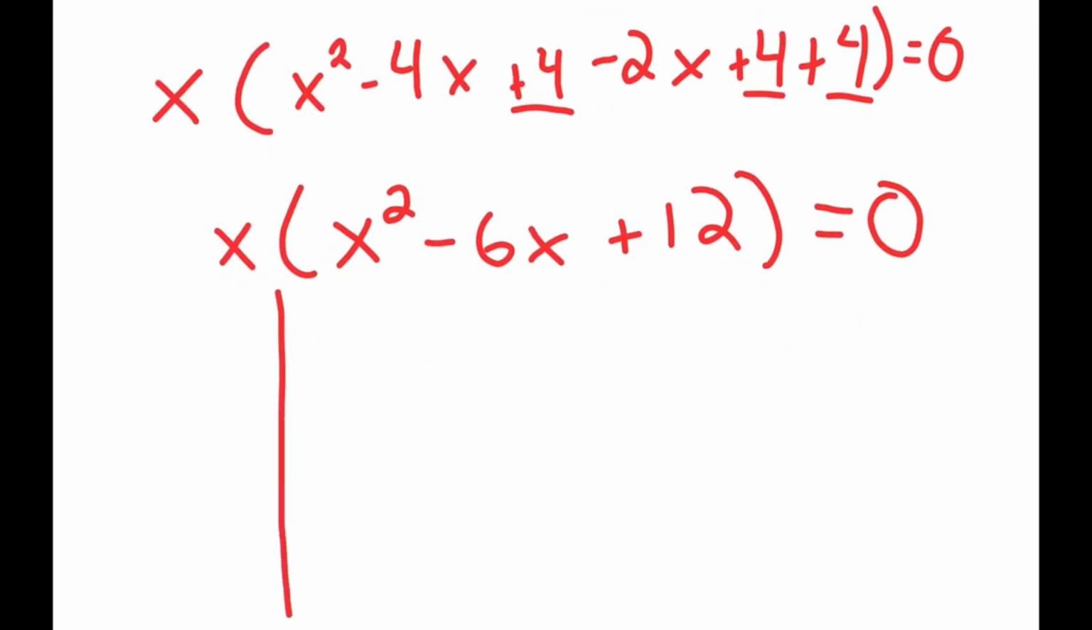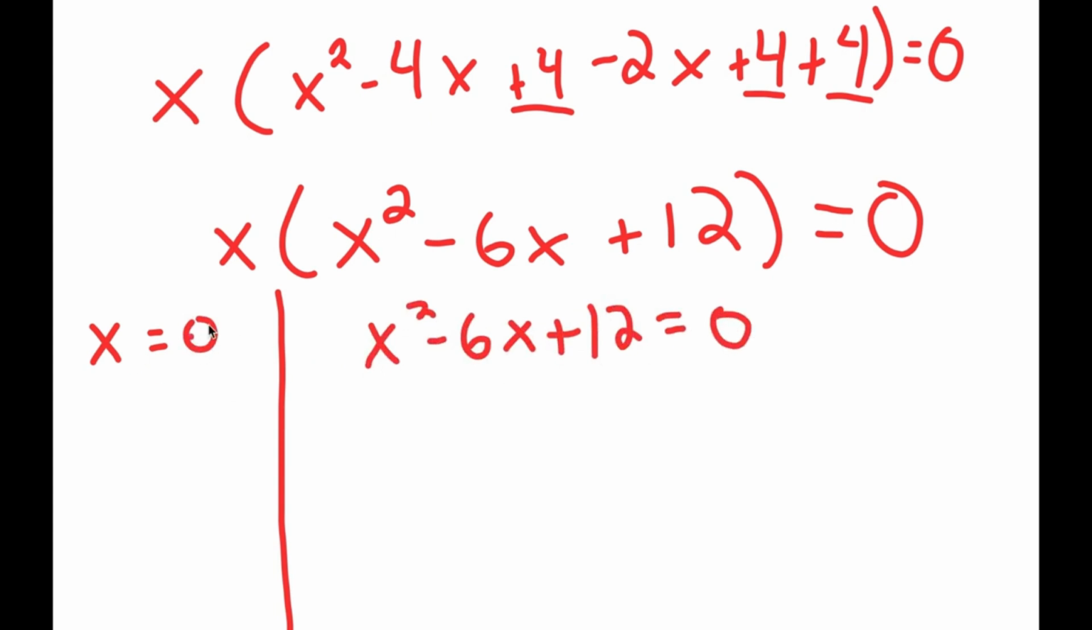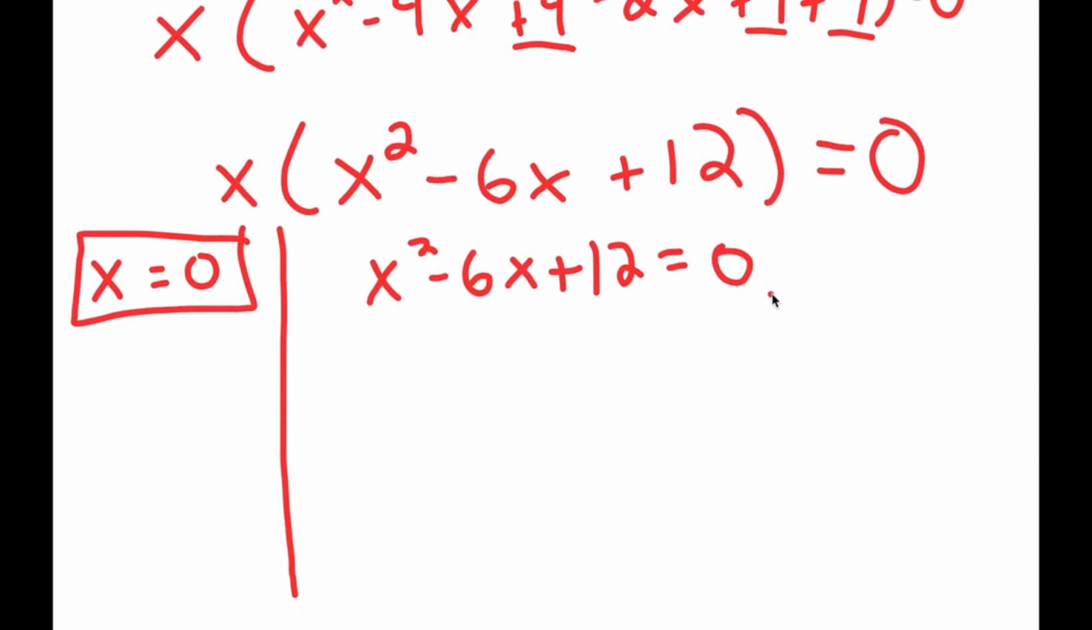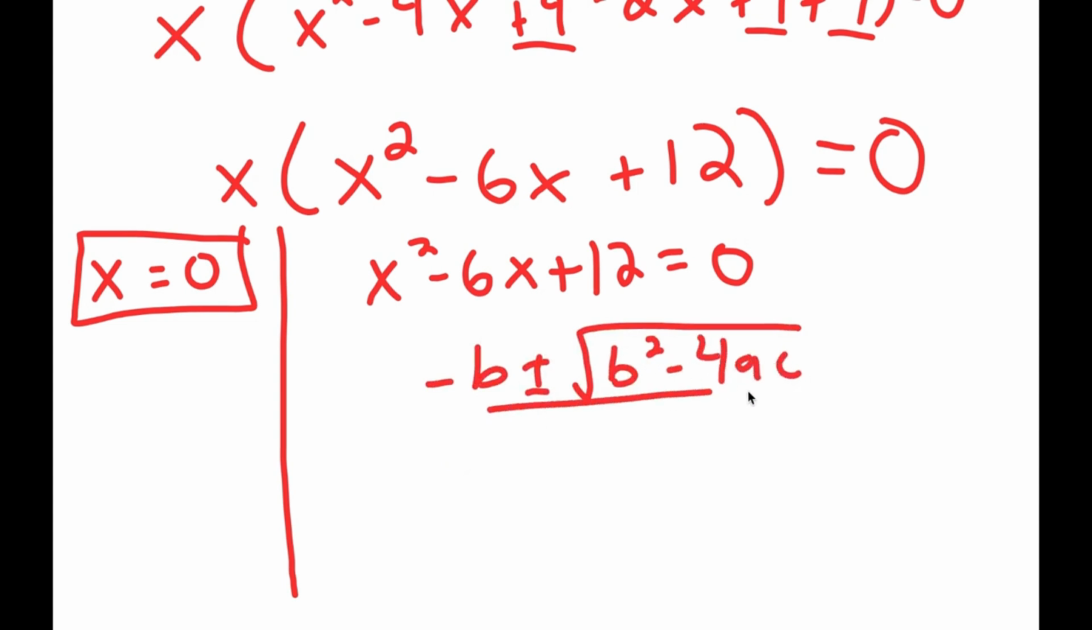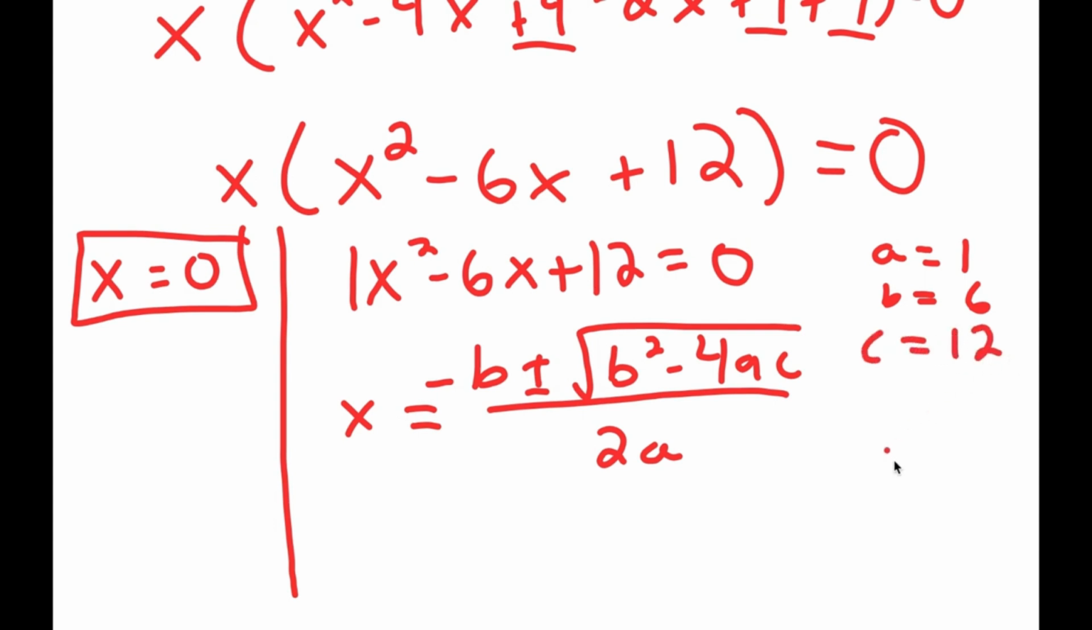Now from here, this gives me two equations. I get x = 0, and I get x^2 − 6x + 12 = 0. So x = 0 is already a solution. And for x^2 − 6x + 12 = 0, to solve this, we're going to have to use the quadratic formula, which is (−b ± the square root of b^2 − 4ac) all over 2a. So in this case, a is 1, b is −6, and c is 12.